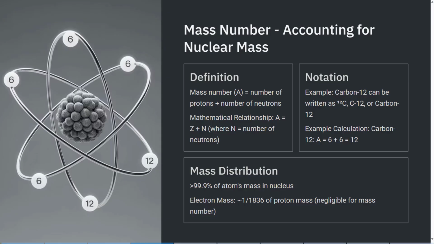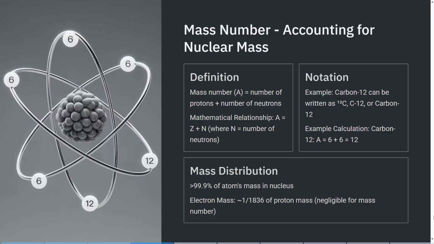We can write atomic notation in several ways. Carbon-12 can be written as C, with the 12 above the letter C, or C-12, or simply carbon-12, as we have already written it. The key is understanding that the mass number always represents the total number of nuclear particles.